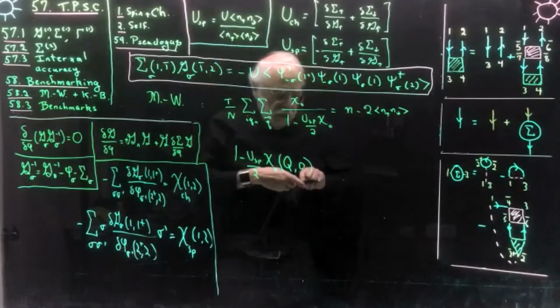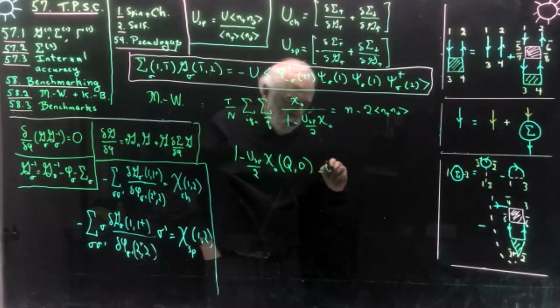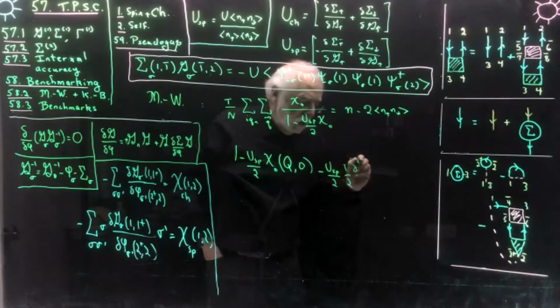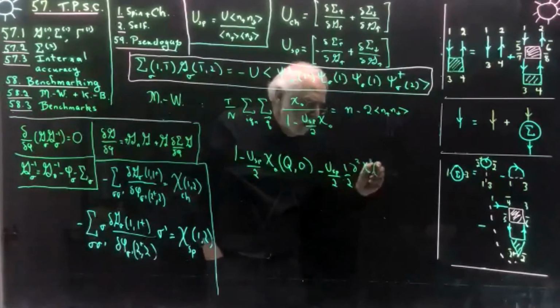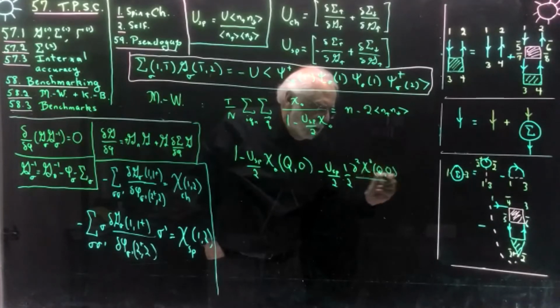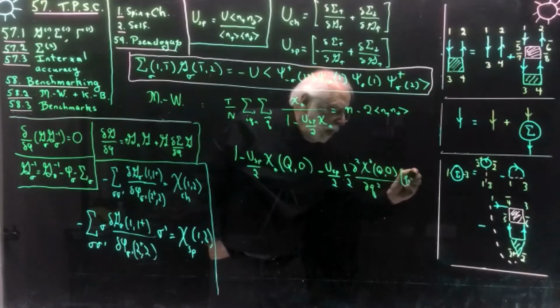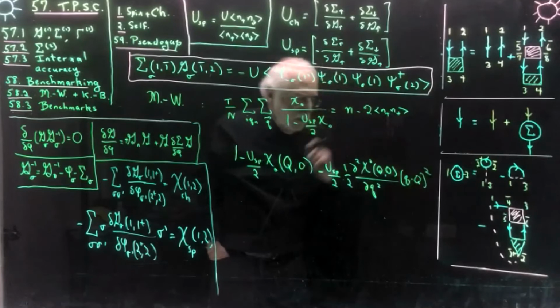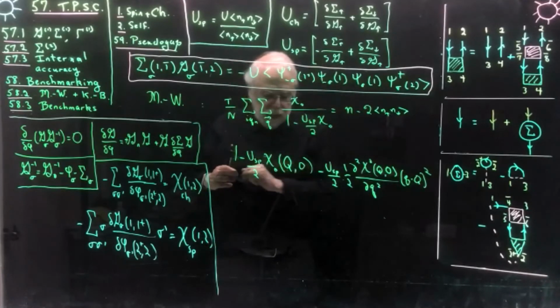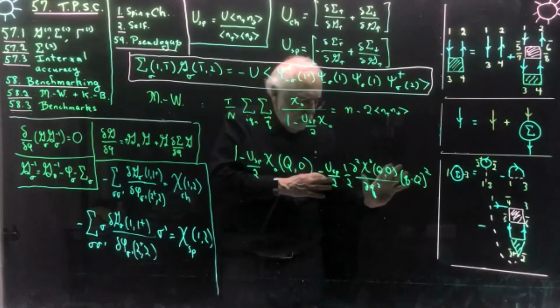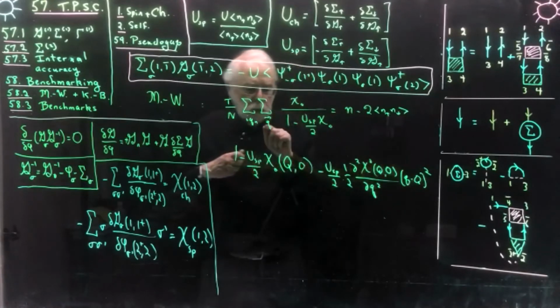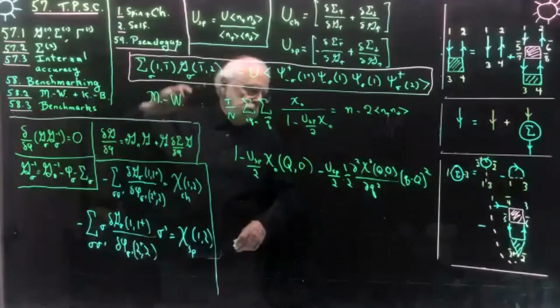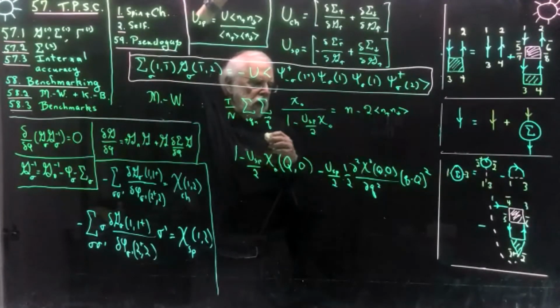So for the second derivative, I will have minus U_spin over 2 times 1/2 d²χ0 evaluated at Q, 0, over dq², times (q minus Q)². So this will vanish, but this is the next term that will be different from 0. I have to do this integral.